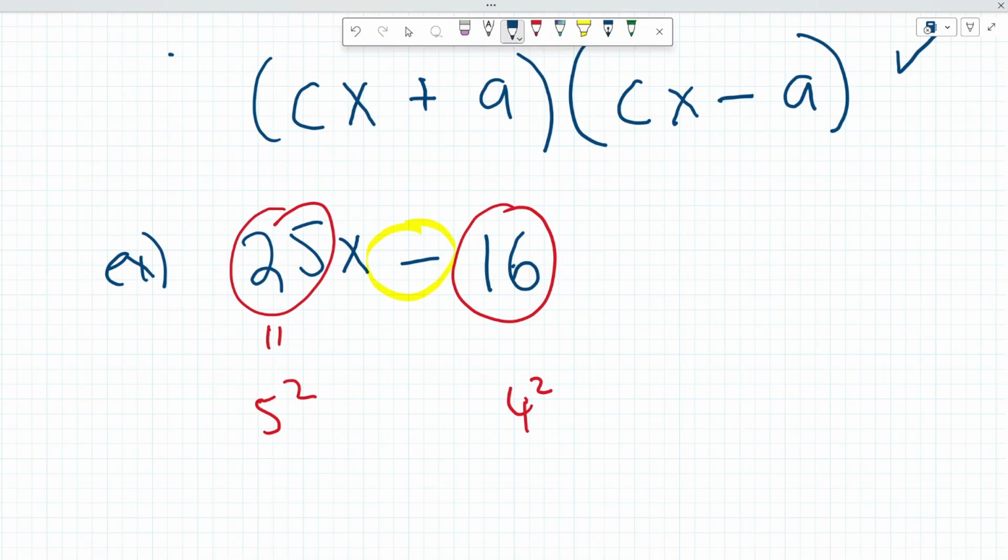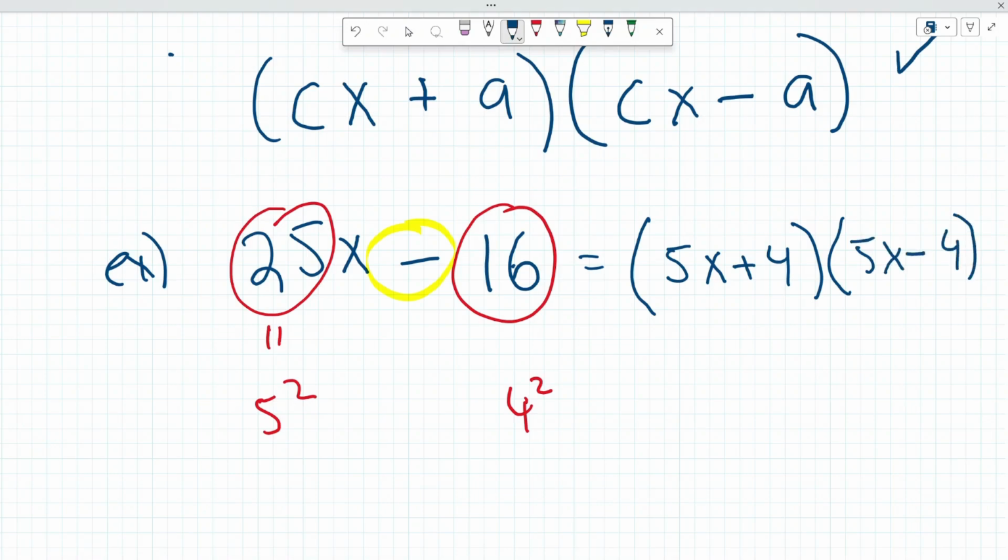Let's now put this into our factored form. So we have 5x plus 4 multiplied by 5x minus 4. And there you have it. It's all factored. Was this easy?